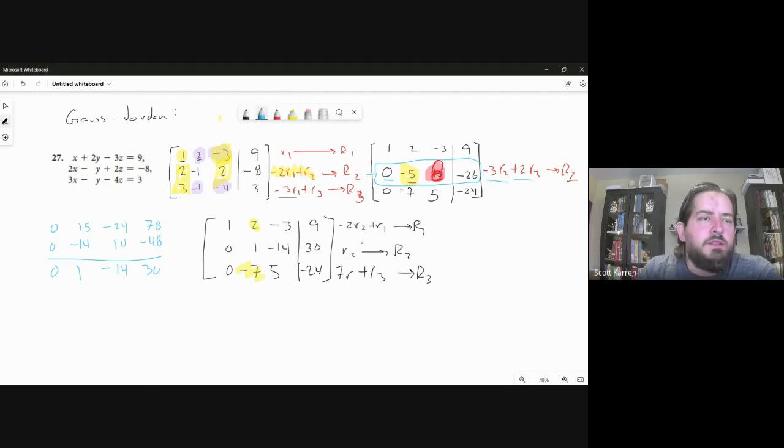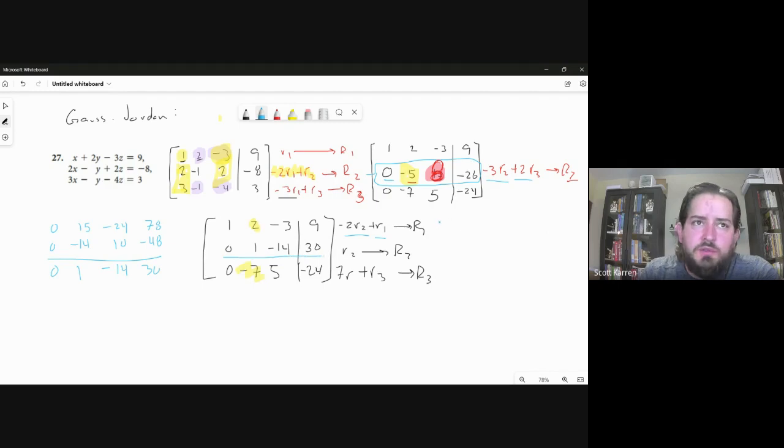So negative 2 row 2s would be negative 2 times 1 is negative 2. Negative 2 times 2 is negative 4, and negative 2 times negative 3 is a positive 6, and then negative 2 times 9 is negative 18. Plus row 1, well, crap, that's what I just did. Negative 2 row 2s is negative 2 times this row.